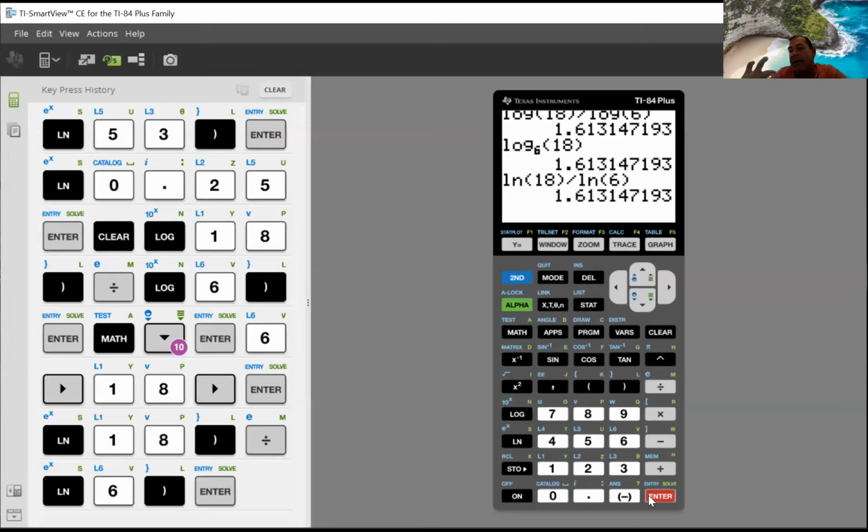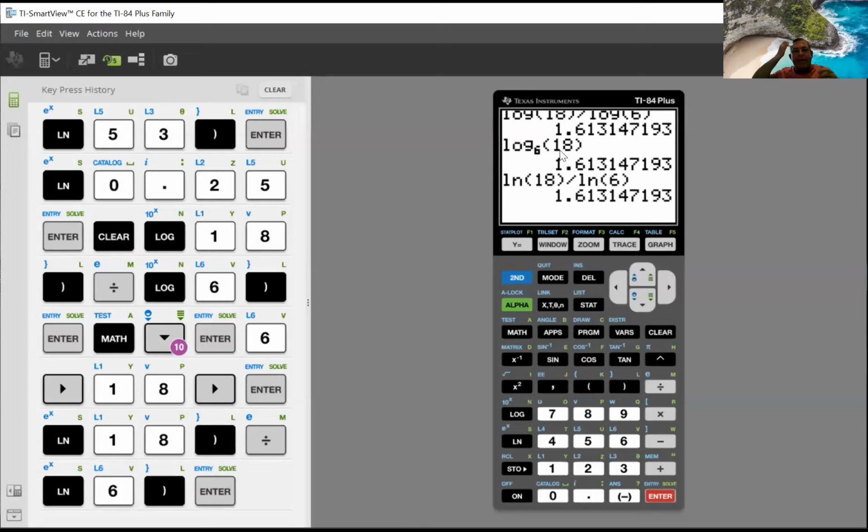So for change of base, it doesn't matter what base you use. You could use the log base 10s, the common logs, or you could use the log base e's, the natural logs, but it has to be the same one for the top and bottom, okay? But like I said, y'all new schoolers, I would just go to log base, punch in that stuff, and hit enter, and be done, okay?